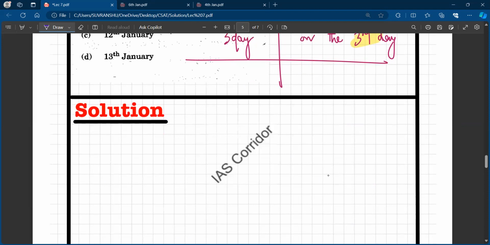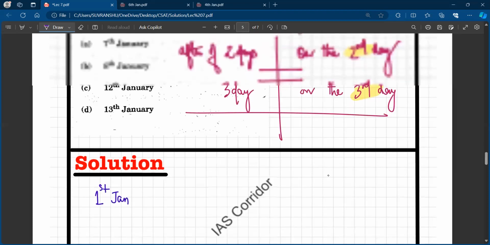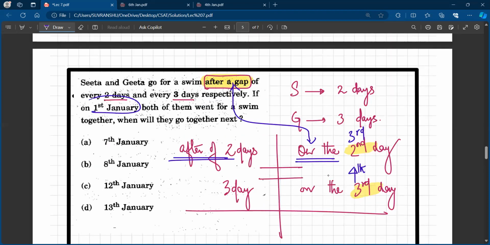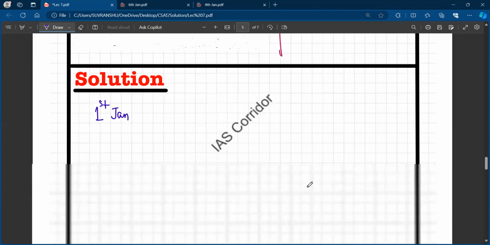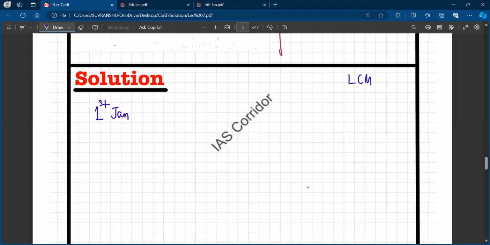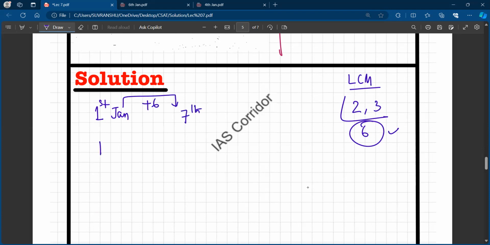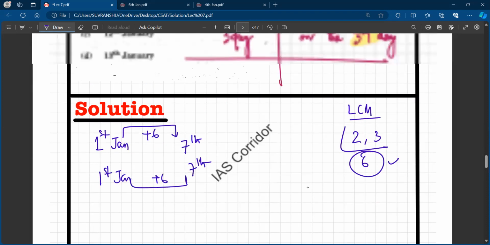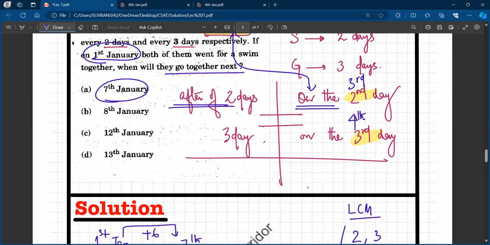Now, see. Suppose this is 1st Jan. Now, what is the question? They go on the 1st January. Both of them went for a swim together. Then when will they go together next? It is a pretty clear statement that it is a LCM based question. But what mistake students do is they take 2 and 3 ka LCM. They find it as 6. Now they use like this. 1st Jan say plus 6 as taught to you. Okay. So this will be 7 Jan. So 7 Jan is the answer. It is wrong.